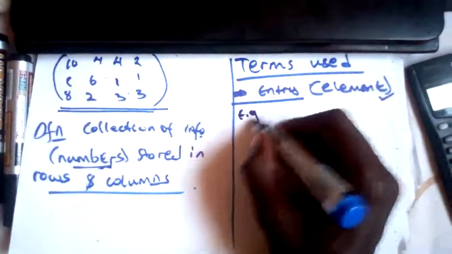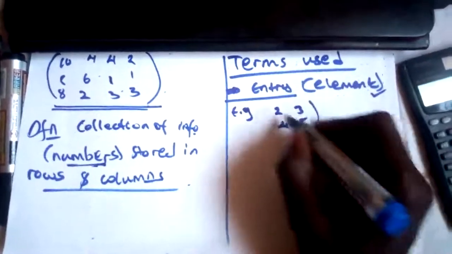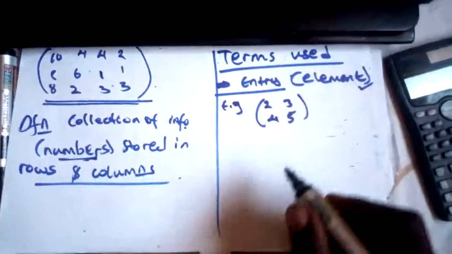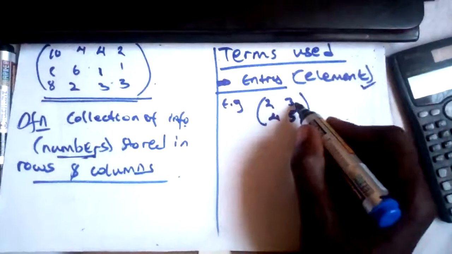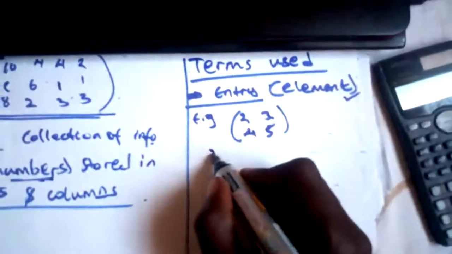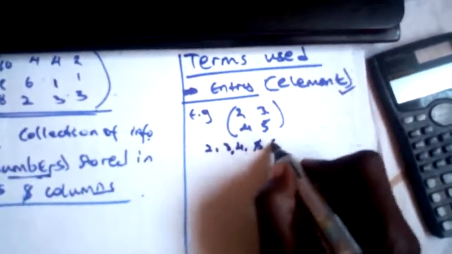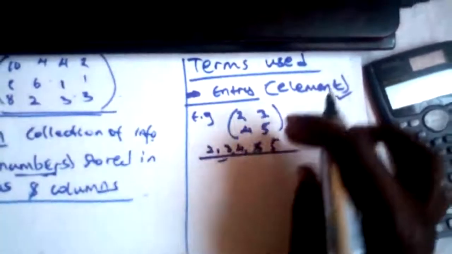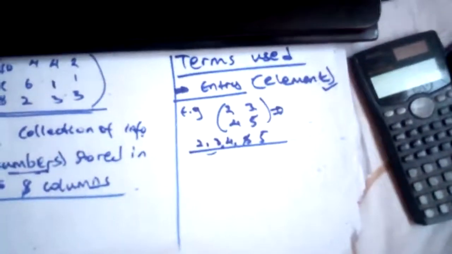I can have an example. If I have a matrix like 2, 3, 4, 5, remember we said it has to have some brackets. If I decide to choose a 2, it is an element. If I choose a 3, it is an element, meaning that the elements of this matrix are 2, 3, 4, and 5. So these are elements of the matrix I have above.